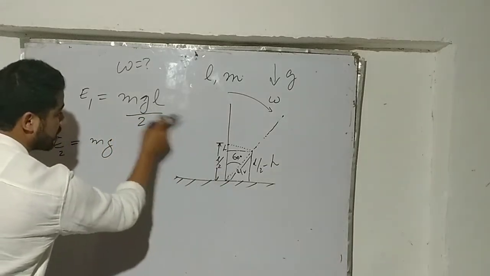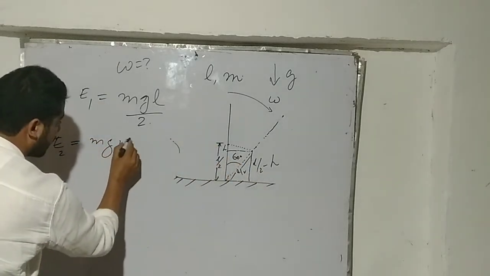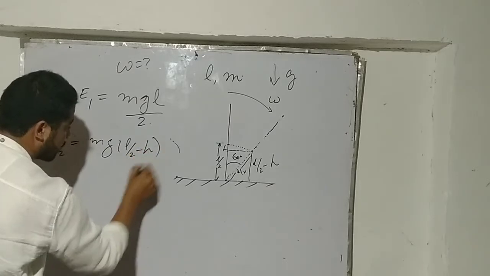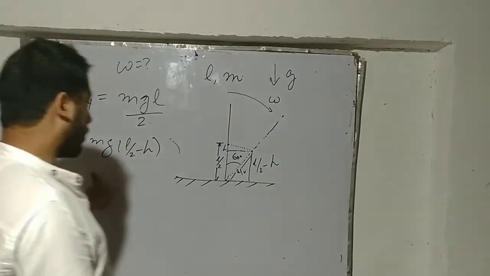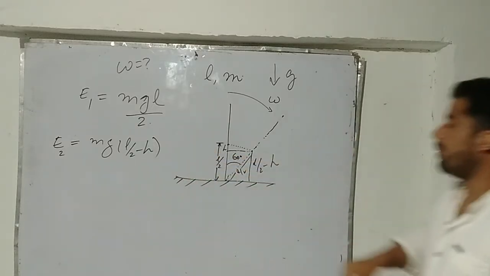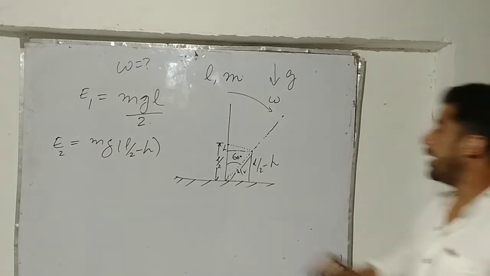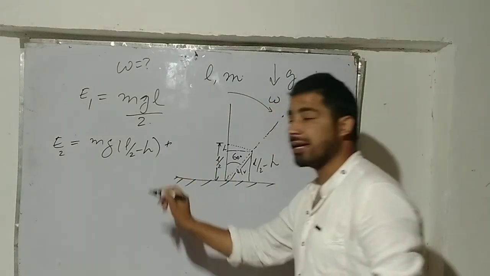The potential energy in the second case will again be mg. Mass does not change, there is a uniform gravity field, but the height is now L/2 minus h. This is the new height of the centermost point of the rod, at which the whole weight lies. And plus there will be kinetic energy of rotation.